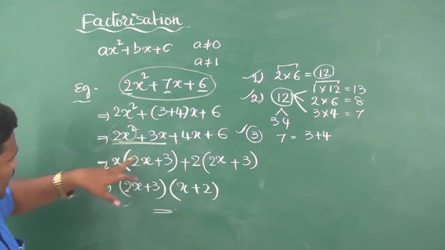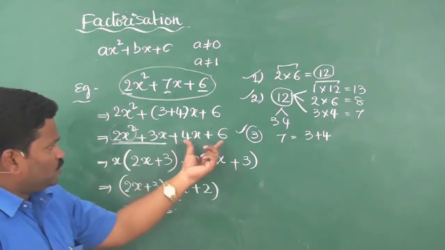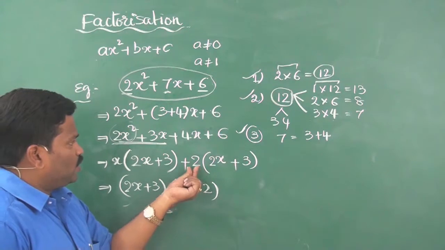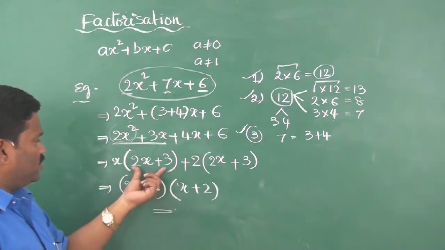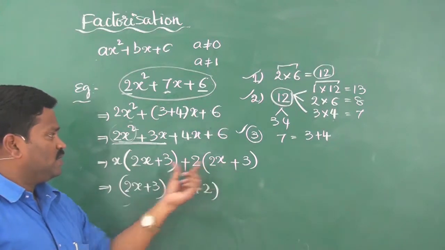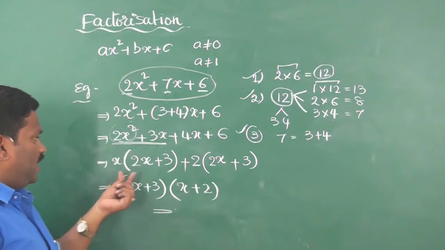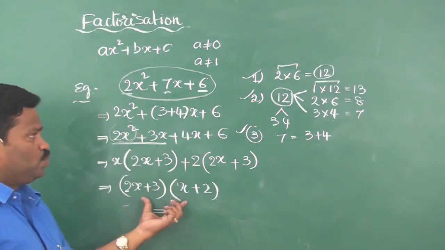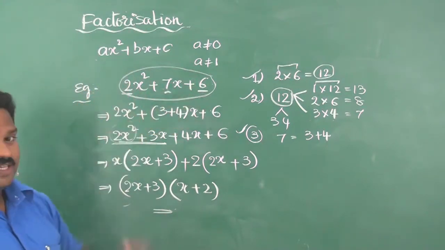In these two we can take x common. We have 2x plus 3. In these two we can take 2 common, since 2 is the GCD of 4 and 6. Here we have 2x plus 3. Again we have the same factors, 2x plus 3, 2x plus 3. Take 2x plus 3 common, and here we have x, and in this term we have plus 2. Therefore these two are the factors of 2x square plus 7x plus 6.